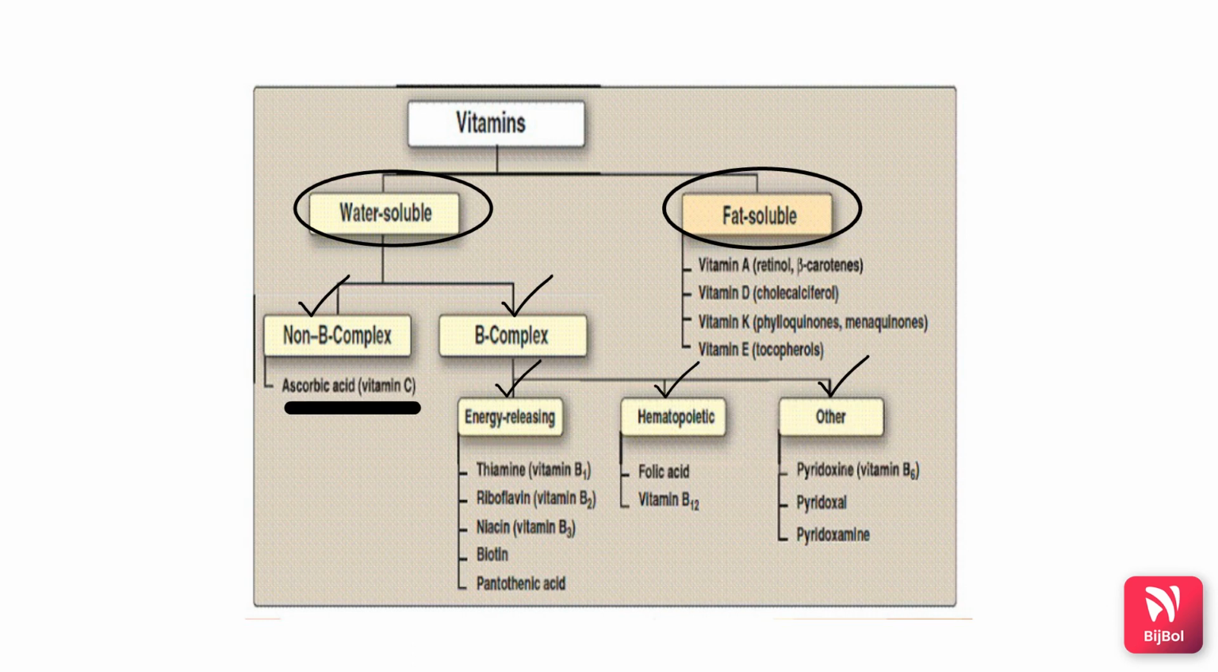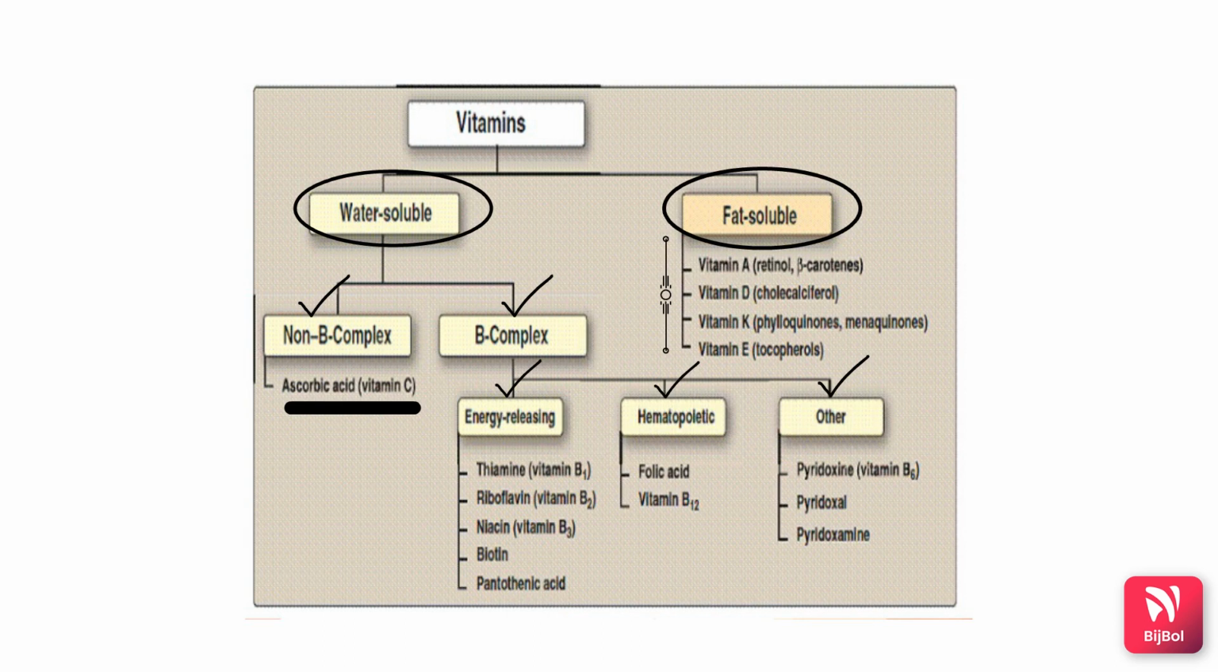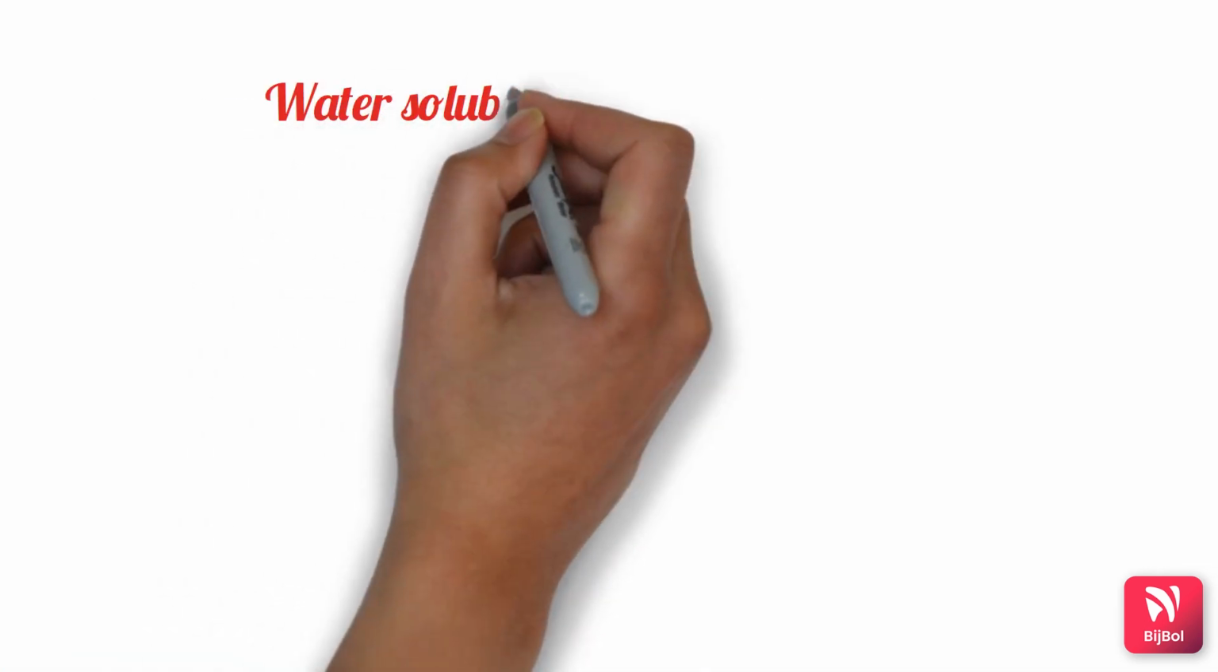Energy releasing B complex vitamins are thiamine, riboflavin, niacin, biotin, and pantothenic acid. The hematopoietic B complex vitamins are folic acid and vitamin B12. And the other vitamins are pyridoxine, pyridoxal, and pyridoxamine. Coming to the fat-soluble vitamins, we have 4 fat-soluble vitamins. They are vitamin A, D, E, and finally vitamin K.